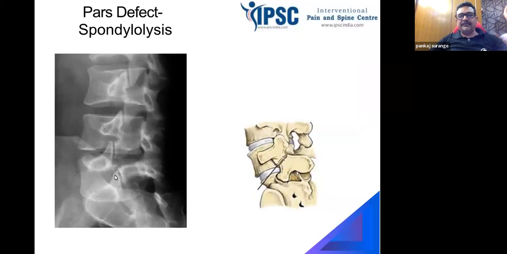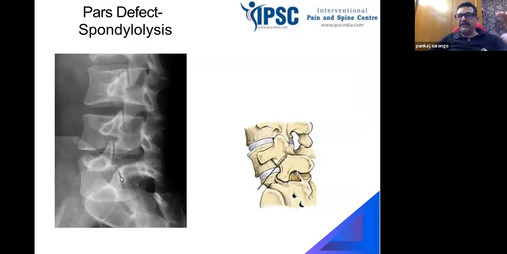Look at this here. You can see this is the pars interarticularis over here. Pars interarticularis, which in layman's terms we can call the neck of the Scotty dog. You can see there's a breach in the pars interarticularis. Both the conditions, whether it is spondylolysis or facet arthropathy, present in a similar fashion clinically.